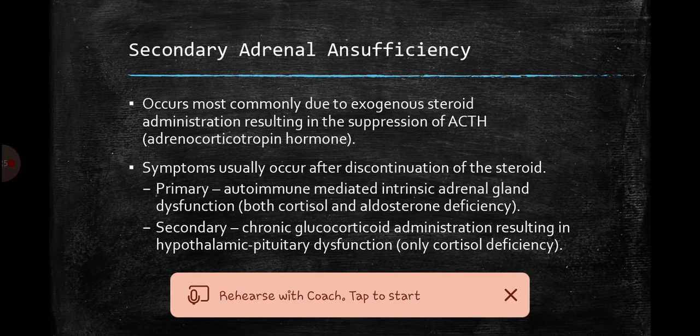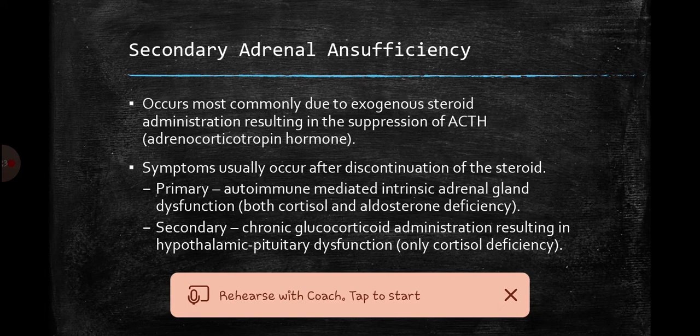Secondary adrenal insufficiency occurs most commonly due to exogenous steroid administration resulting in the suppression of adrenocorticotropin hormone synthesis. It is a pituitary-dependent loss of ACTH secretion, which results in a reduction of glucocorticoid production. However, mineralocorticoid secretion, including aldosterone, remains at a relatively normal level. It is more common than primary insufficiency. Symptoms usually occur after discontinuation of the steroid.